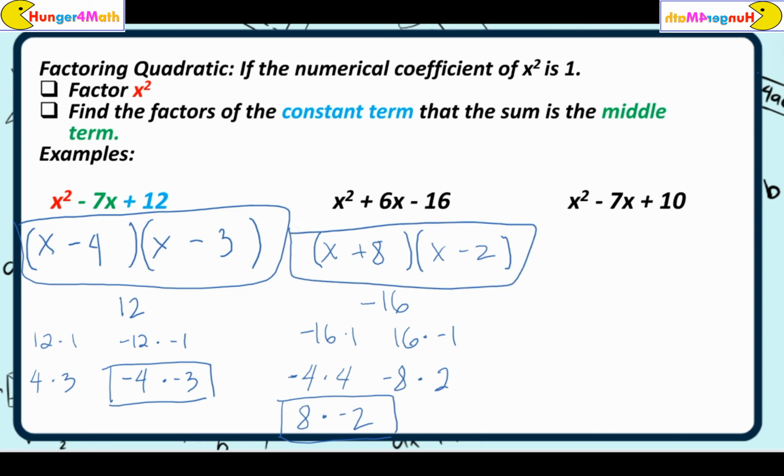Then on the third example, again, let's write two parentheses. Then factor x squared, that will be x and x. Then we have the 10 as the constant term. Let's find out all its factors. So that is 5 times 2, or negative 5 times negative 2. So from here we can stop, because negative 5 plus negative 2 is negative 7. So our answer will be x minus 5 and x minus 2.